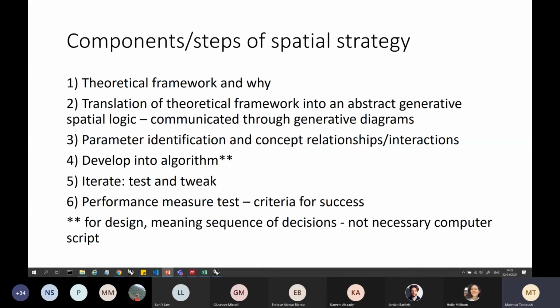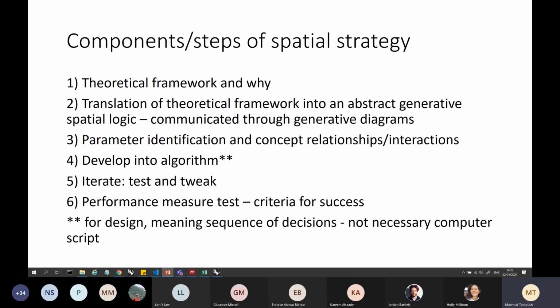This is something I wrote down in terms of the steps or components of a spatial strategy, right? A spatial strategy is not something that you just come up with to develop an interesting form. It's basically a logic or an algorithm, yeah? An algorithm does not necessarily mean computational code. An algorithm, in its broad sense, is a set of instructions or a set of logical steps, yeah? So this is what the spatial strategy is about.